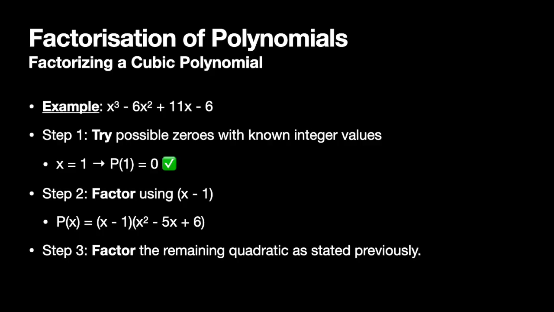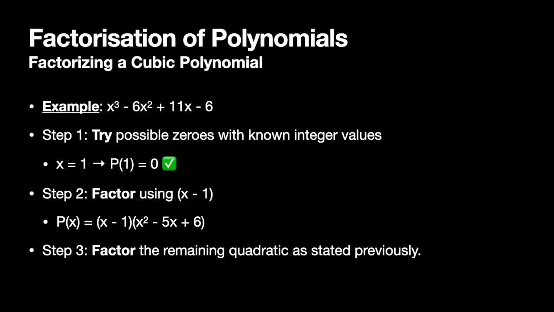Now let's see how we factorize a cubic polynomial. So let's say we have the following: x to the power of 3 minus 6x to the power of 2 plus 11x minus 6. Cubic polynomials are a bit more difficult because we cannot factor with the simple sum and product trick that we saw earlier. Here, the first step we can do is to try different possible zero values that are known integers, such as 1, 2, 3, -1, -2, and so forth.